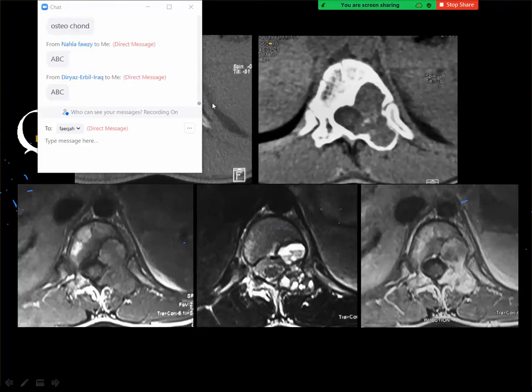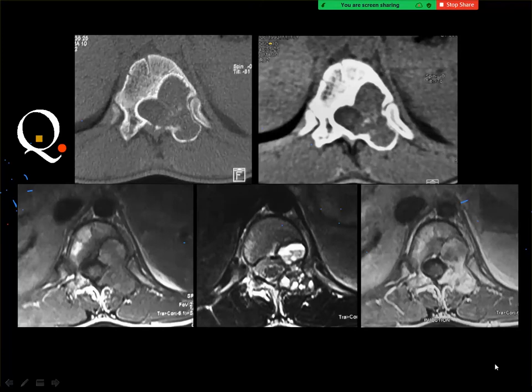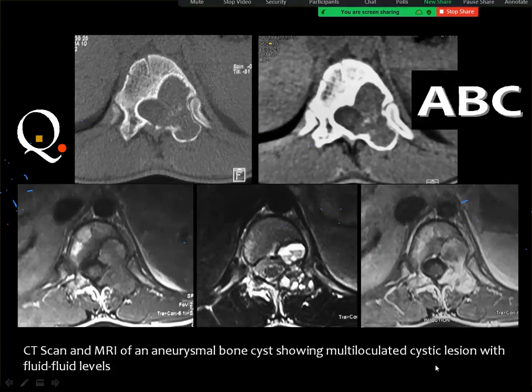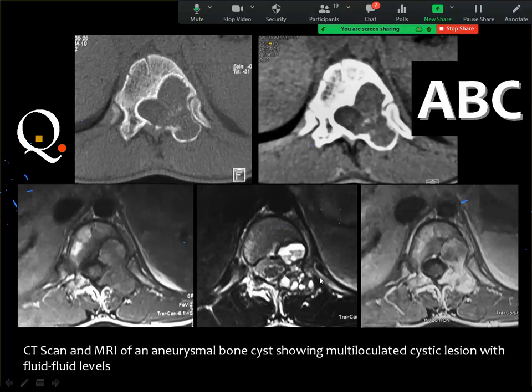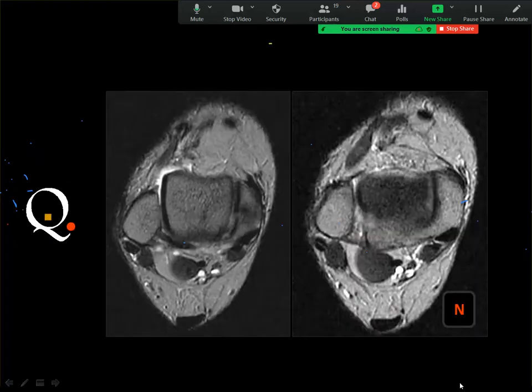Yes, and this is ABC or aneurysmal bone cyst. Classic location, classic appearance. Aneurysmal bone cyst shows multiple fluid levels. It's an expanding lesion. It is frequently seen in the spine, affecting the pedicle part of the vertebra and part of the neural arches. Next case.